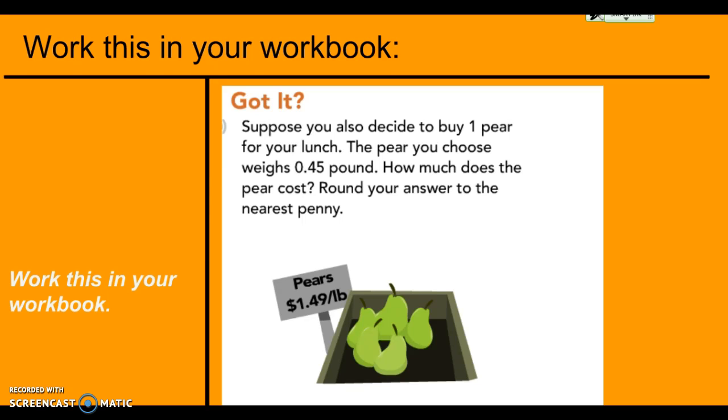Now you're going to look and you've got 1 pear for your lunch. The pear you choose weighs 45/100ths of a pound. How much does the pear cost? Round your answer to the nearest penny.